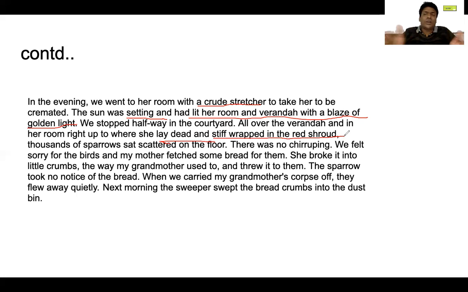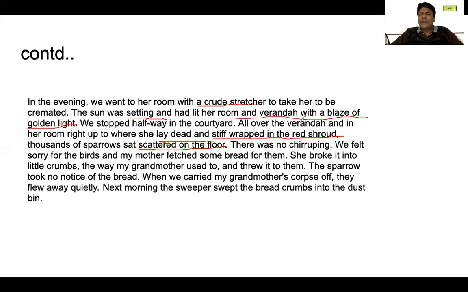So it was telling that whatever the area the writer's grandmother had covered, the grandmother's dead body was kept there. Till that period, thousands of sparrows sat scattered on the floor. Scattered means spread everywhere. Those were the sparrows to whom the writer's grandmother used to feed food. All those sparrows sat scattered, spread everywhere on the floor.